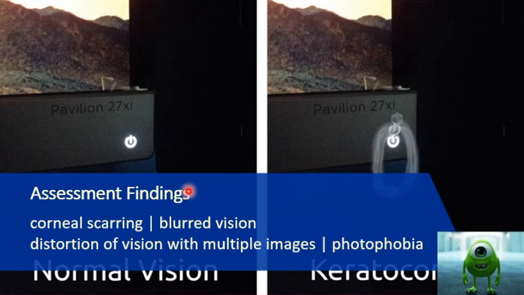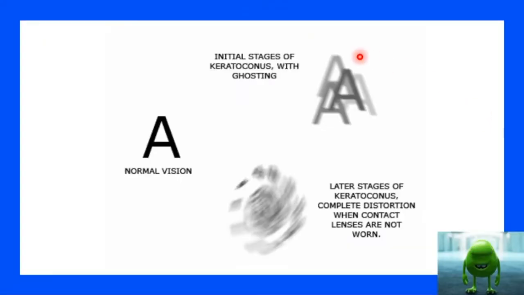So one, your patient would have corneal scarring. Okay, scarring because remember there is thinning. Then your patient would have blurred vision. There is distortion of vision with multiple images, and then their tendency is that they would have photophobia. Okay, in other words, they will be afraid of intense exposure to light. Okay, so if this is the normal vision, their vision will have a tendency to appear with multiple images. Okay, and there is exaggeration of lights, seems to be halos around lights. So this is also a distortion of vision with multiple images.